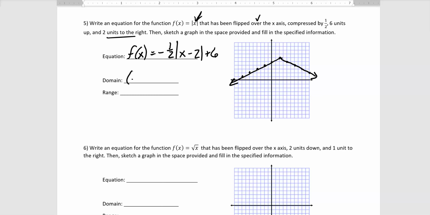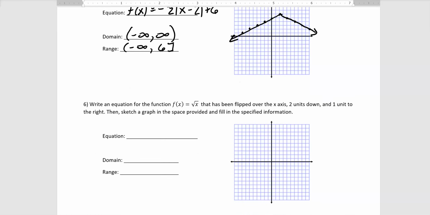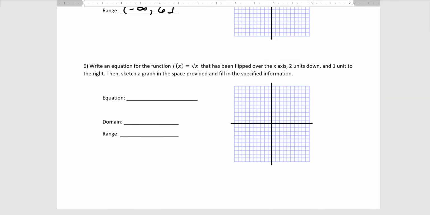Our domain would be negative infinity to infinity for an absolute value, of course. Our range, since we're flipped, we won't have a minimum. Our minimum will be negative infinity. Our maximum, however, is 6, shown by that 6 units up transformation. And then we can hit that hard bracket right there. Not bad at all. Okay, last one we'll do together. Let's do number 6 here.